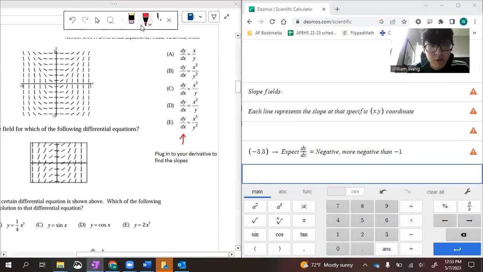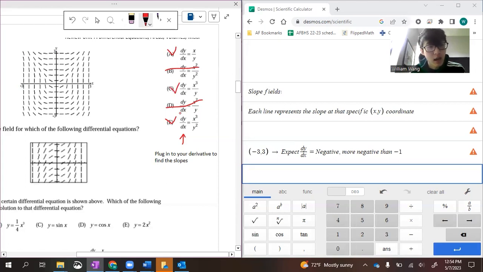-3, +3. So A does work. B does not work, because I would get a positive answer. I think C works, although it looks almost too negative for me, but that's all right. D does not work. E does work. Okay. Cool, I'm between E, C, and A.